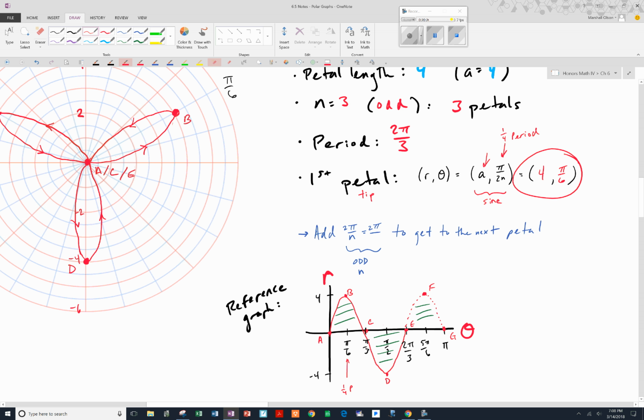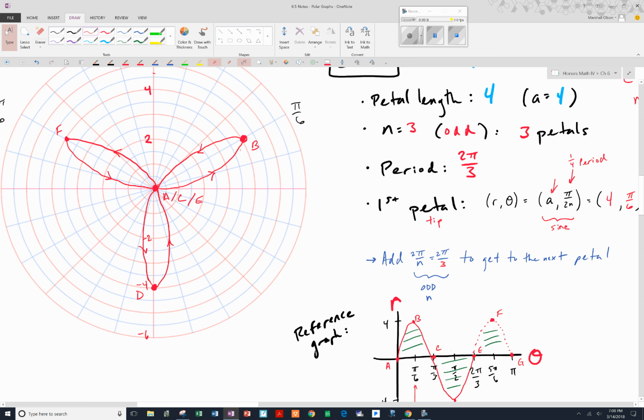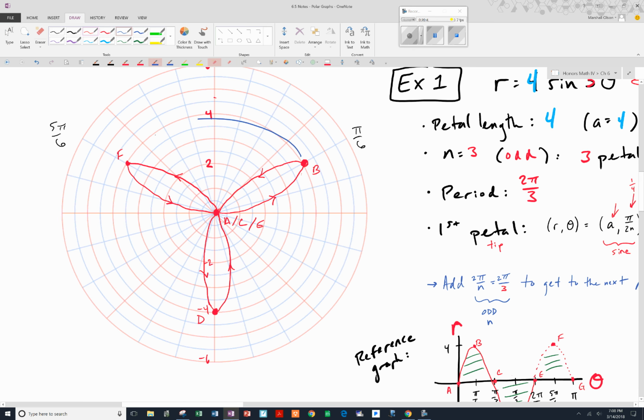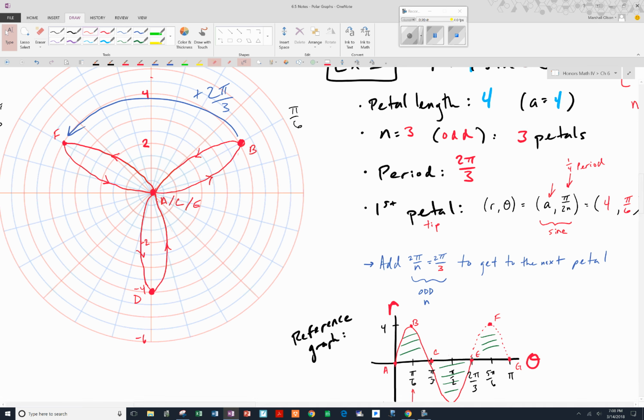We get our first petal tip like this, and then know that from one tip to the next tip is just going to be adding 2 pi over n, which is the period. So 2 pi over n was 2 pi over 3. We're just going to add the period. So from here to here, you could just add 2 pi over 3, because that's the period. But the only reason that works is because we have an odd n value. When it's even, we're going to have to do half of that, which is why we end up with double the number of petals.